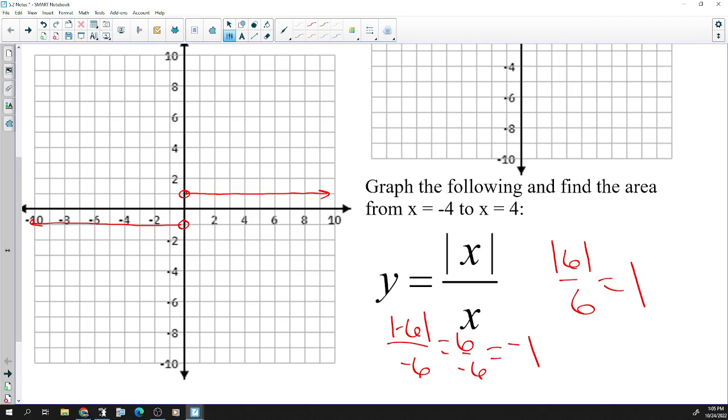So we want to graph the following and find the area from -4 to 4. So this area right here is actually a 4 by 1, but it's really -4 by 1. So this area is -4. And then from 0 to 4, this area is a 4 by 1. That's +4. So the answer, what is the area from -4 to 4, is 0. Now if it said the total area, it would be 8.